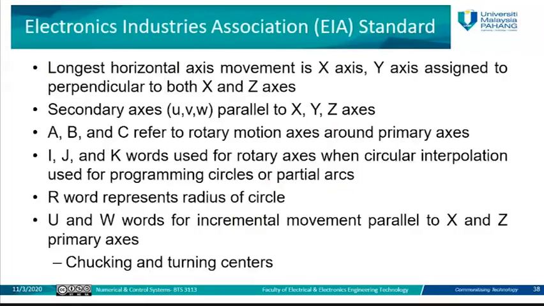This is some standard that we need to follow when defining the coordinates for the CNC machine or writing the program for CNC machines. Usually the longest horizontal axis movement is X axis. So X axis can move left, right, but the scope of movement, it can move for the longest distance, either left or right.